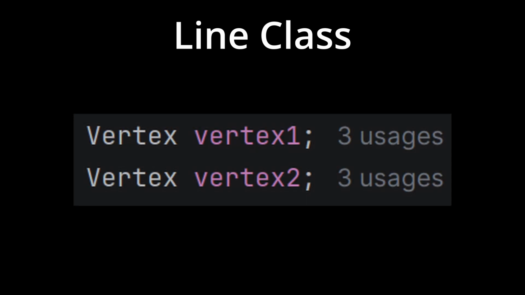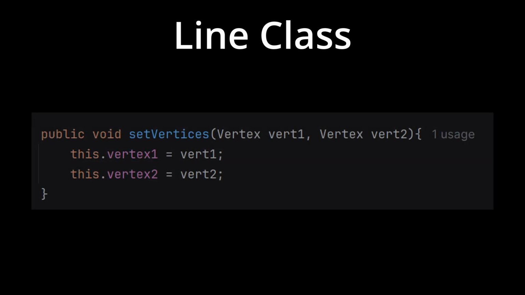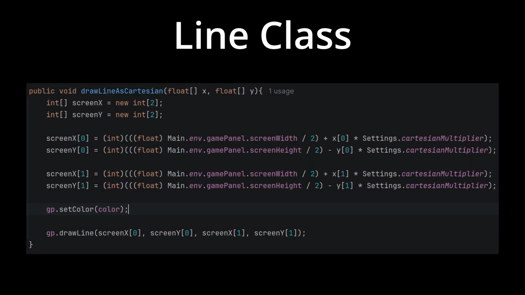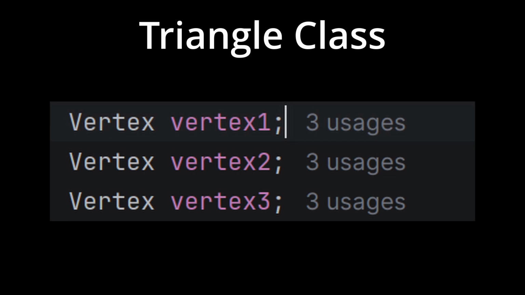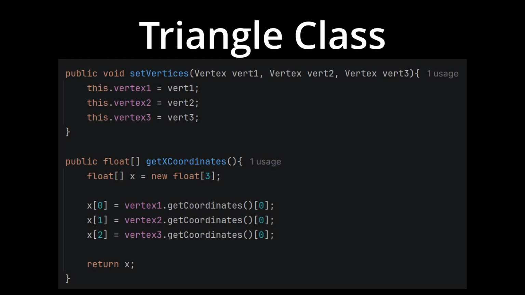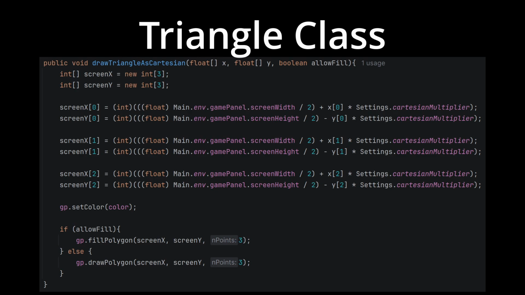This is the line class. Here we have 2 vertices and we have all the getter and setter methods. Now let's take a look at the drawing system. We convert the coordinates to screen coordinates for each vertex and draw a line using a built-in method in Swing. This is the triangle class. We have 3 vertices, getter and setter methods. The drawing system is the same as the line class, but this time for 3 vertices.